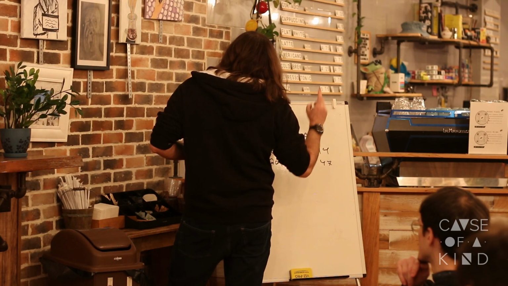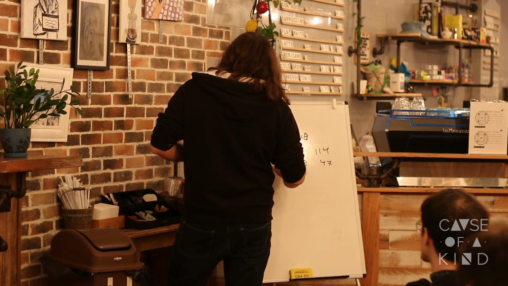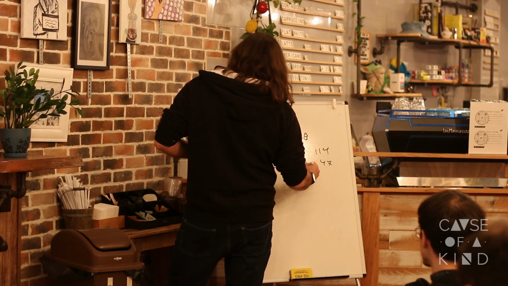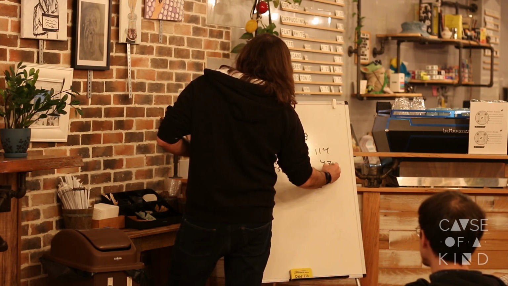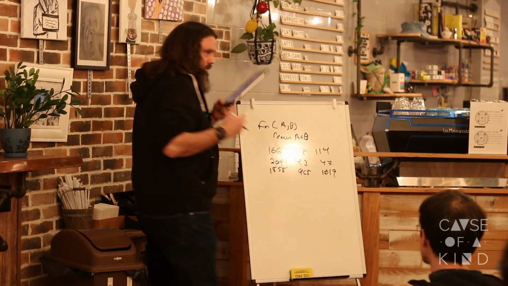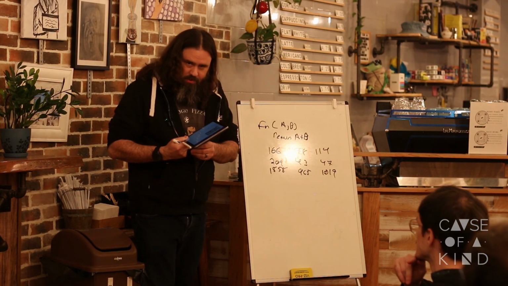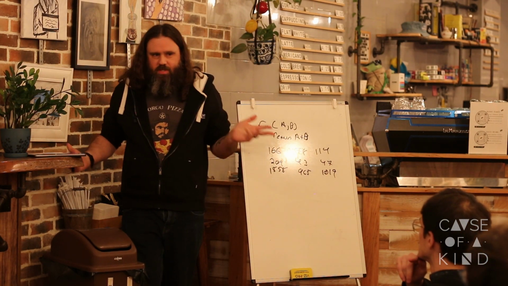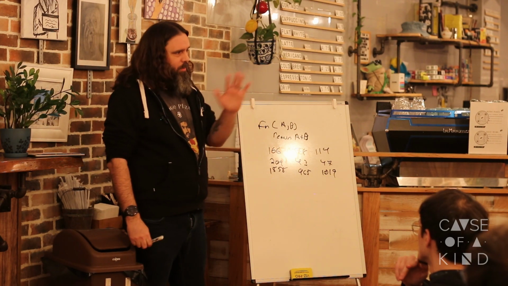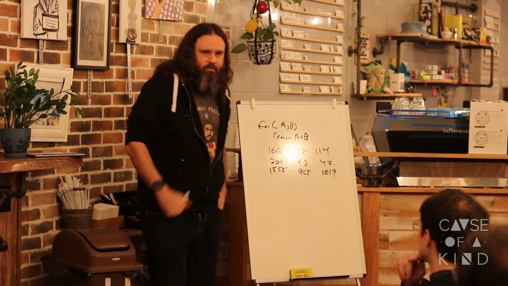And then for the Raspberry Pi, for linked list, it took 1858, 965, and 1019. So what the hell is going on here? Why are all these things very different? Does anyone want to take a guess before we go into it?